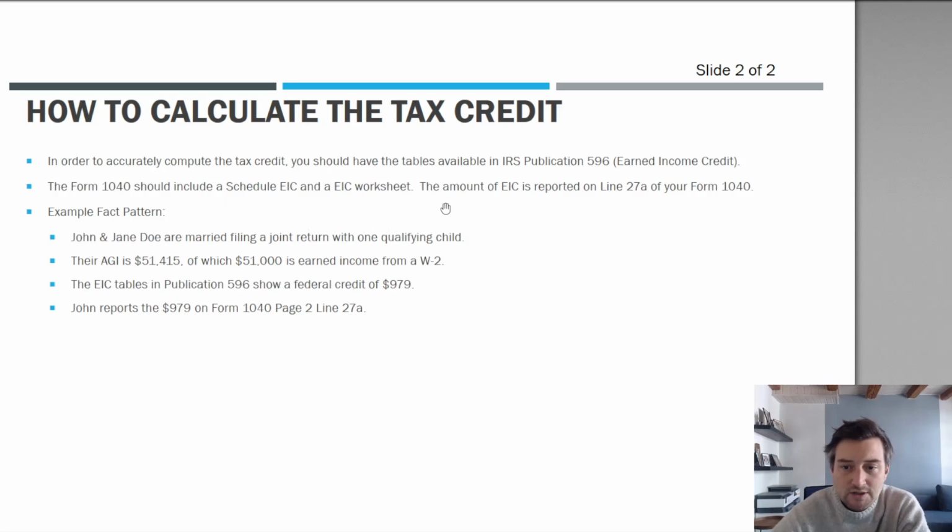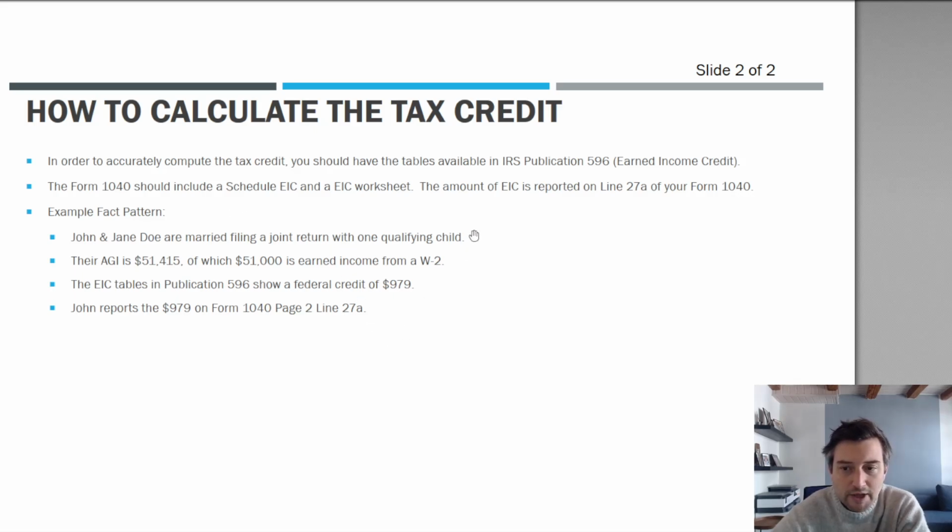Now, the Schedule EIC and EIC worksheet, as I stated earlier, the Schedule EIC needs to be included if you're claiming qualifying children in order to increase the credit amount. If you're filing and you don't have any qualifying children, you can still claim the earned income credit, assuming your income is below those thresholds, but you just have to do the EIC worksheet to compute the credit amount. You don't need the Schedule EIC.